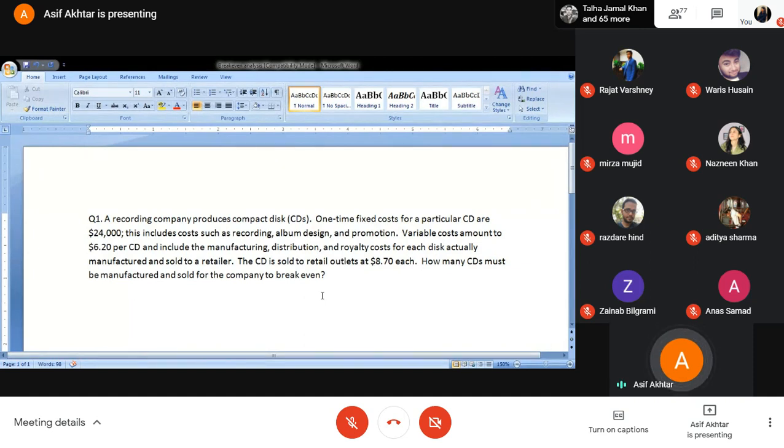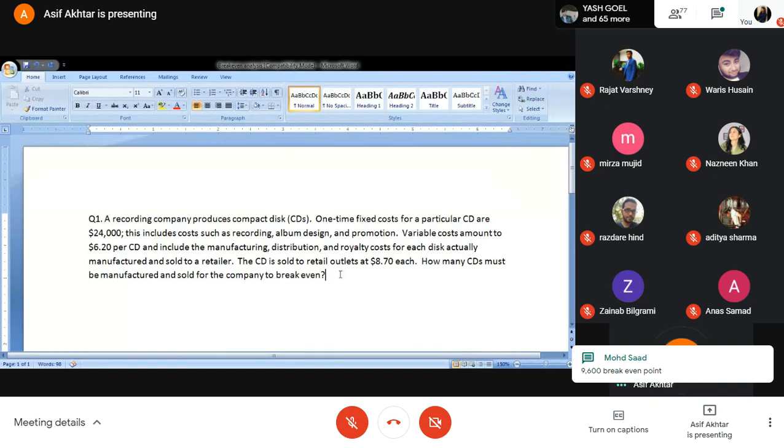Now the manager, the person in charge of this manufacturing unit, is interested to know the break-even point of this CD manufacturing. Suppose you are working as a manager who is manufacturing the CDs. Your interest is that you want to calculate the break-even point, that is, the number of CDs at which there is no profit and no loss. What will that number of CDs be?